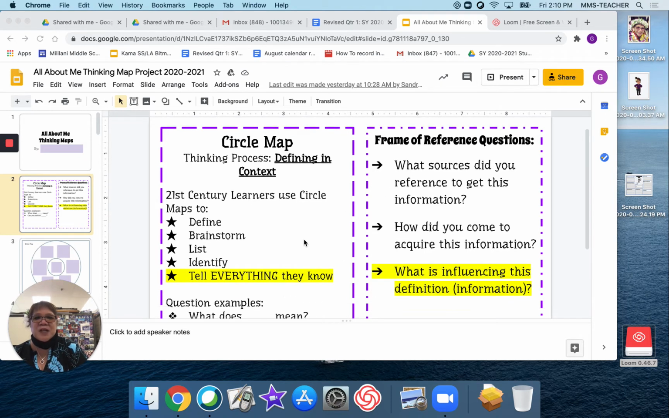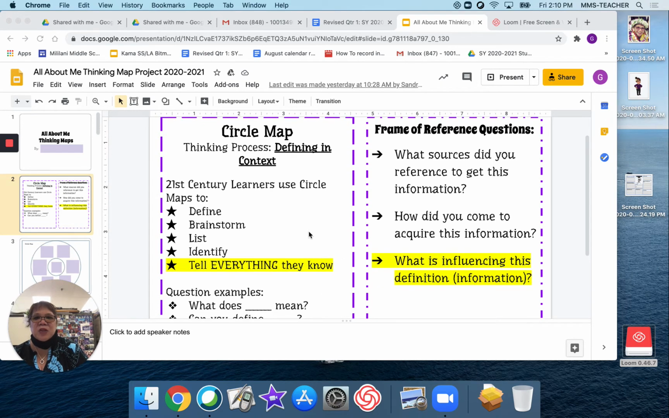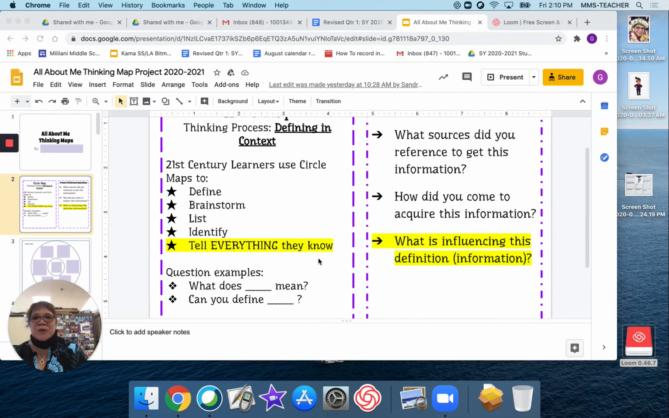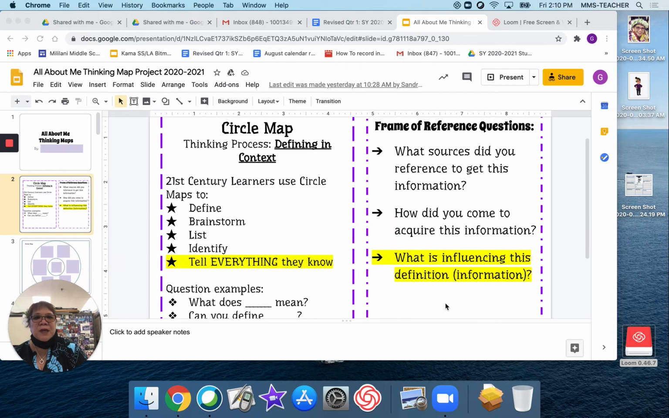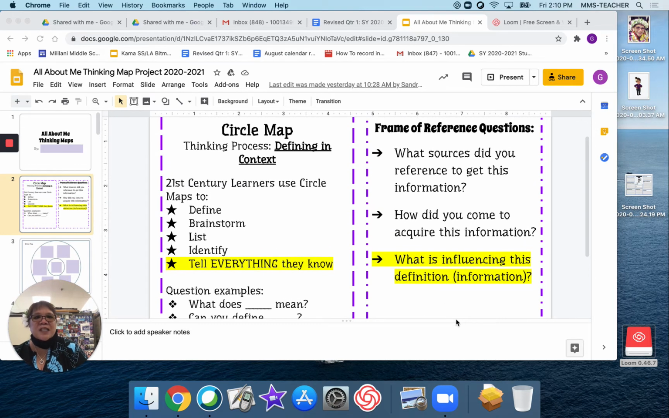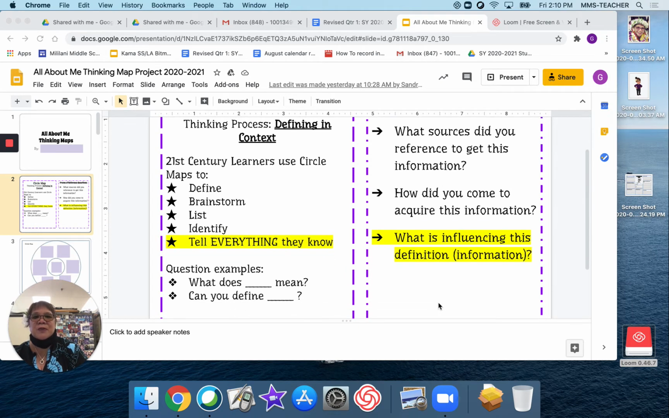Now, that's because for this particular circle map, you're going to ask questions about yourself. What does this mean that you are talking about? Or can you define whatever you're talking about? Now, frame of reference questions. What sources did you reference to get this information? How did you come to acquire this information? What is influencing this definition or information? So you notice that that's highlighted, so that's important for you to be able to answer that.